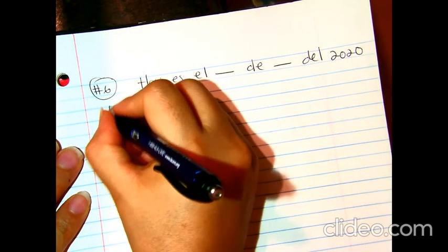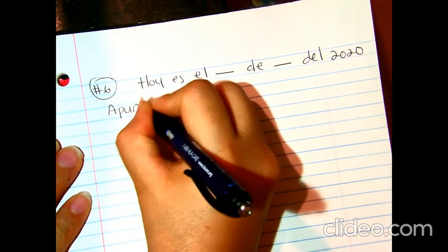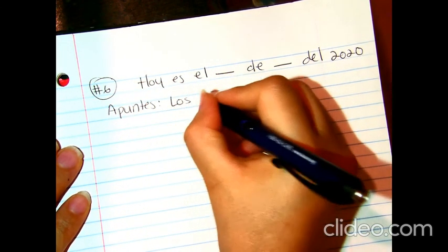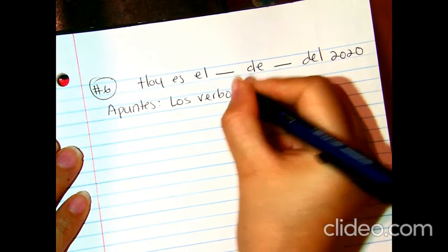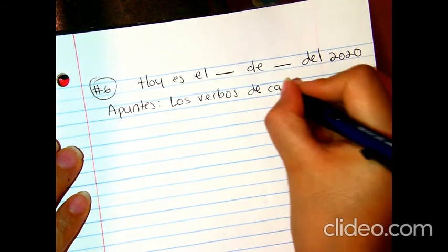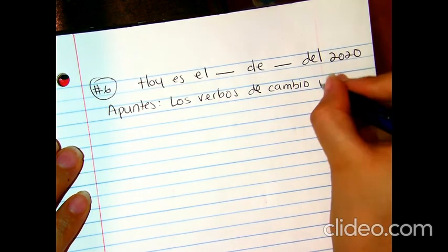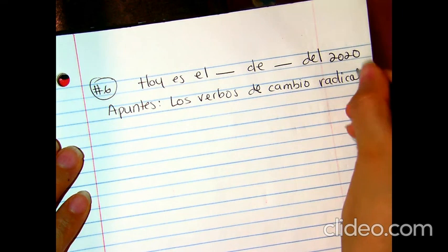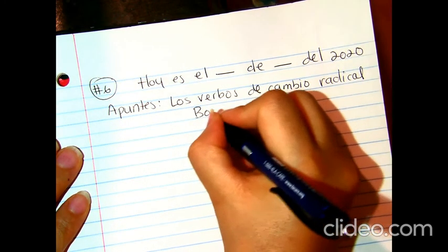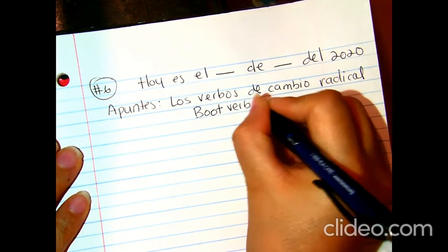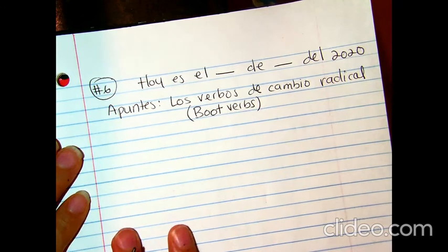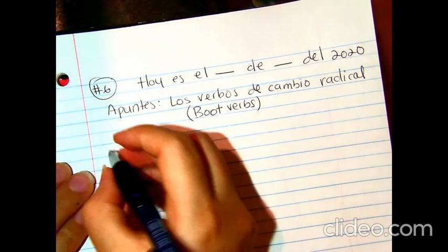Vamos a tomar apuntes de los verbos de cambio radical. Root verbs, okay? So we have three groups, right?